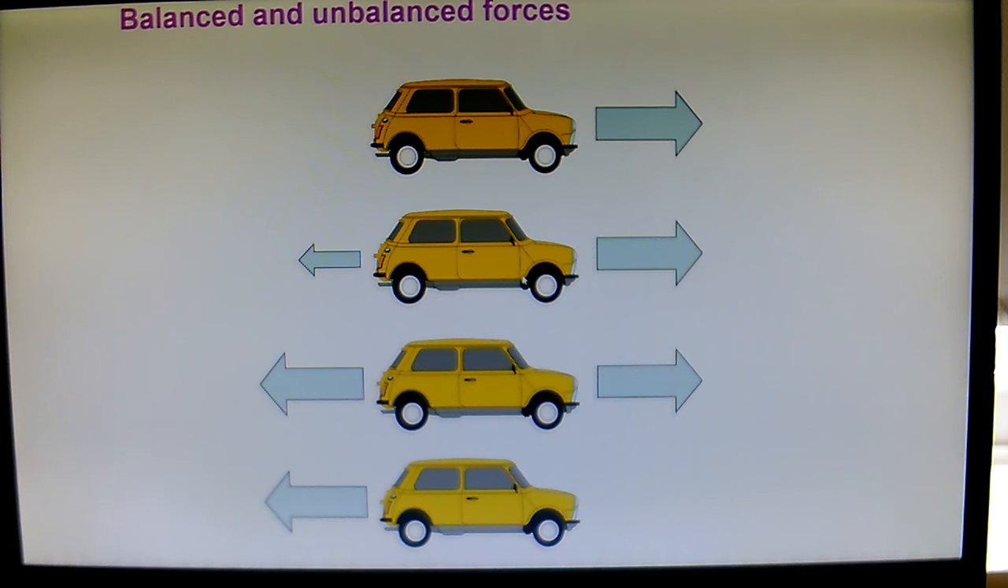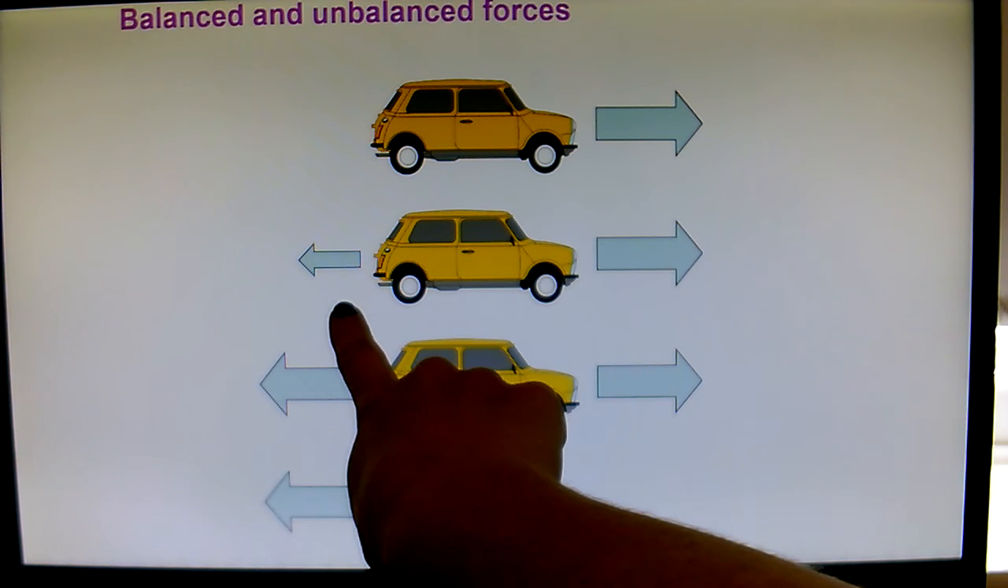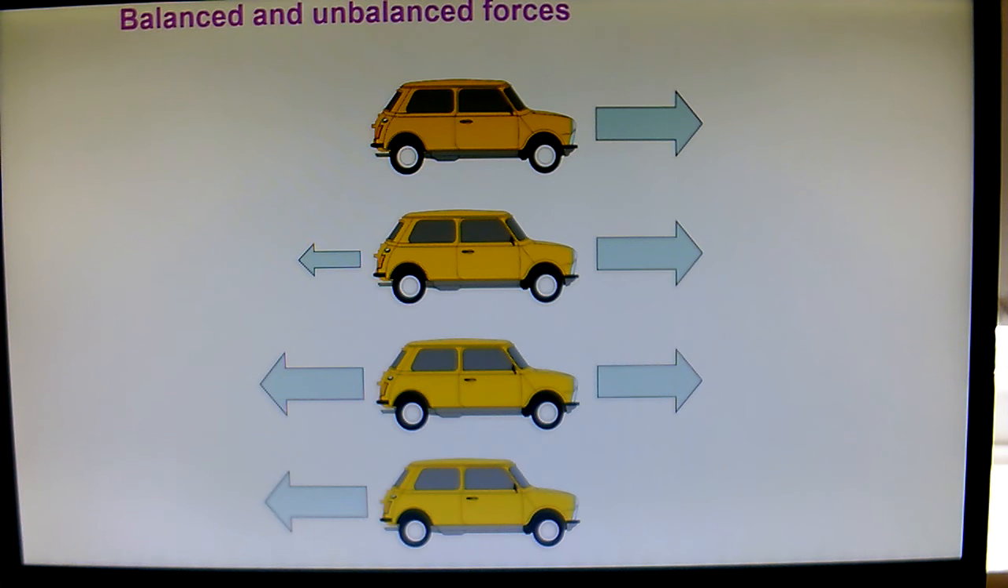The second one, the forwards arrow again, is much bigger than the arrow trying to slow it down. So they are unbalanced because the arrows are different sizes. They're working in opposite directions and they're different sizes. So that makes them unbalanced. This one, the arrows are in opposite directions, but this time they are both the same size. So the forces on this car are balanced. And then the last one, this time you've got no forward arrow. So the only force acting on it is an arrow in the reverse direction. So that is, again, unbalanced.